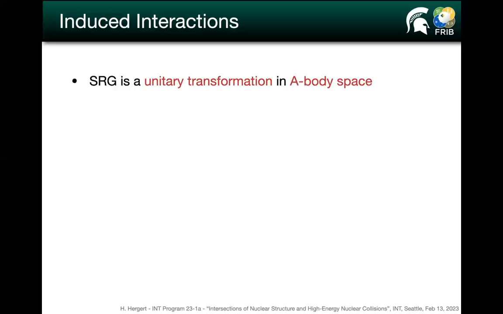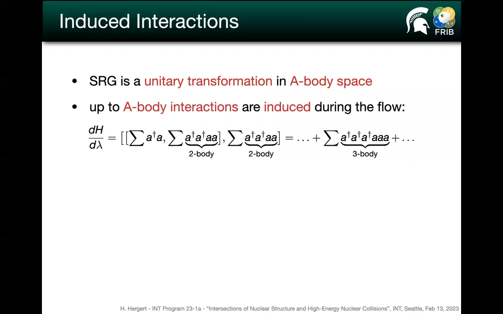But I mentioned already before that the SRG is really a unitary transformation in A-body space. So as we take steps of this flow equation, we are actually inducing higher-body forces. So what I showed you before was just the projection of this evolution into the two-body space, where it is, of course, supposed to be unitary for two-body observables. But if you use this interaction and you did many-body calculations, you would see that you are not preserving the eigenvalues of the many-body Hamiltonian, because you're shifting strength from the two-body sector to the three-body sector and higher, or rather these sectors talk to each other.